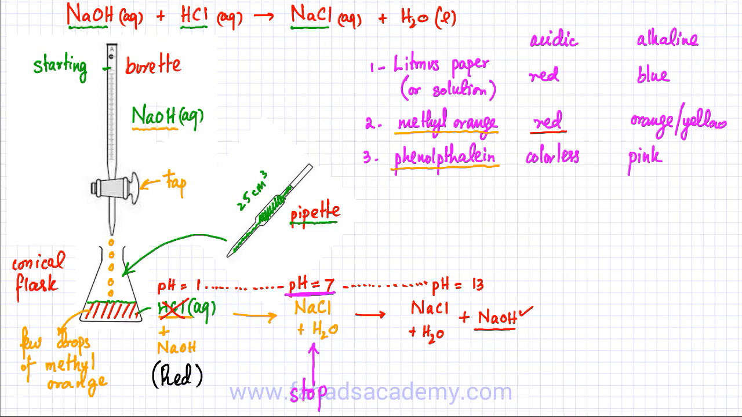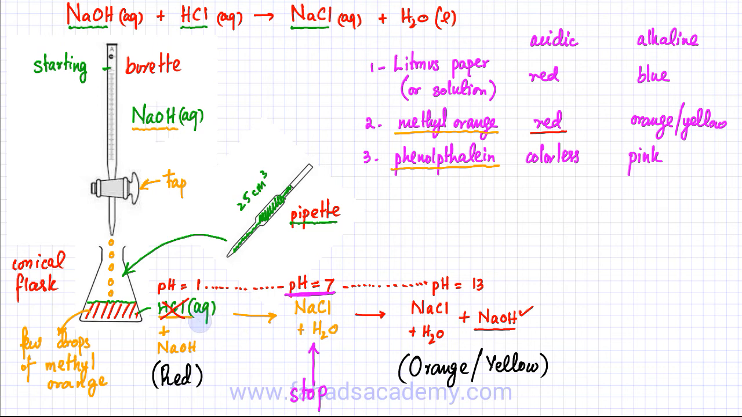And if I add one tiny extra drop of NaOH, the pH goes to 13, and the color in alkaline conditions is going to be orange yellow. So at what point should I stop the titration? This color change would be very abrupt, so I'm going to keep on adding anyway.